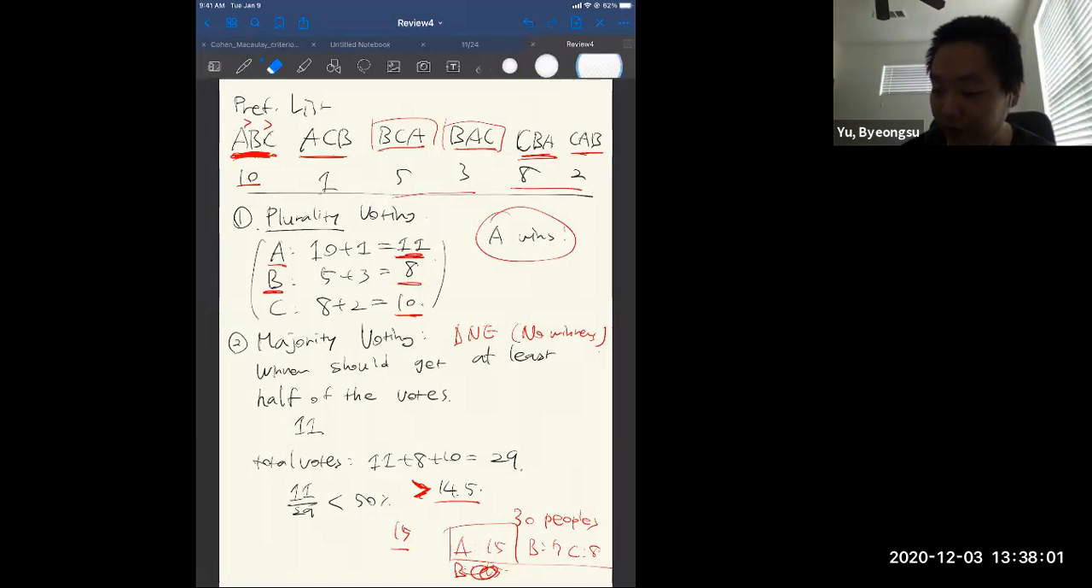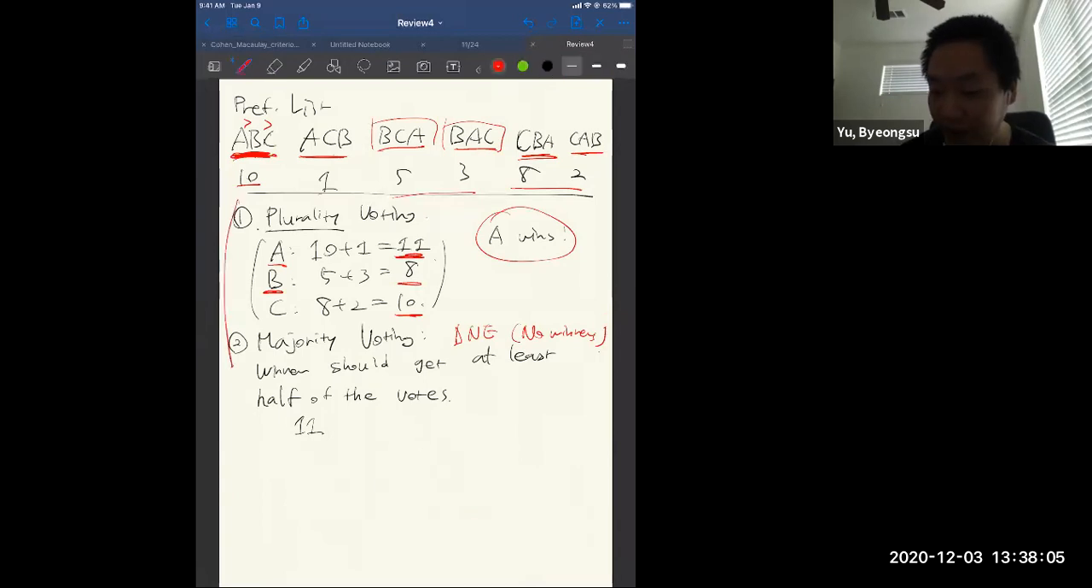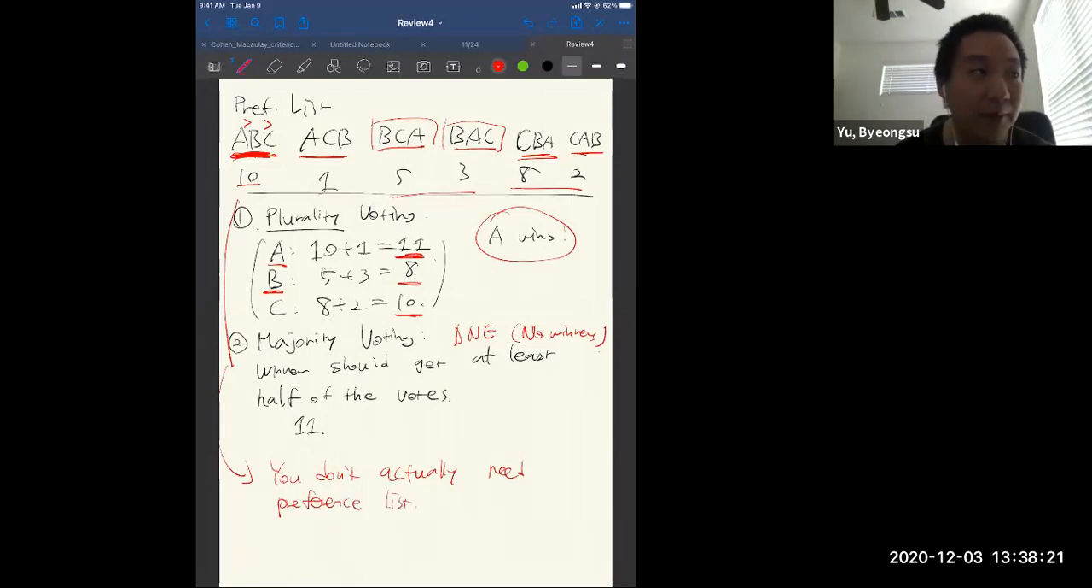One thing I just want you to know is that in the case of those two, plurality voting and majority rule, you don't actually need the preference lists. Even if you don't know which people prefer which, if you just know who is at the first rank in people's minds, then you are fine. You don't need the full ranks for each alternative for each candidate. Just the first rank is fine. So in these two cases, you don't need the full preference lists. That's one comment for the exam.